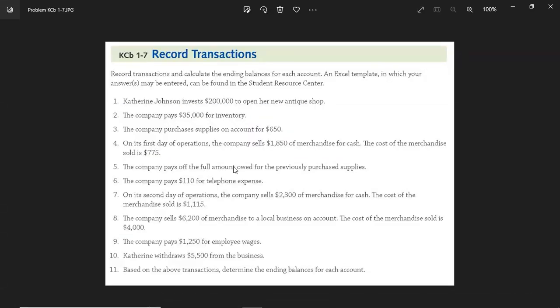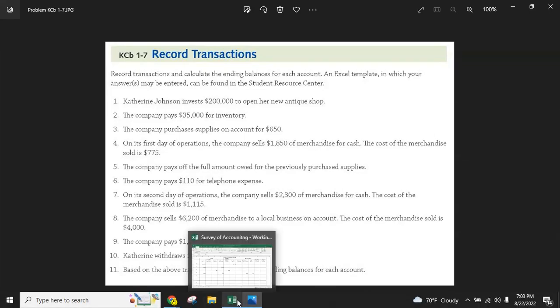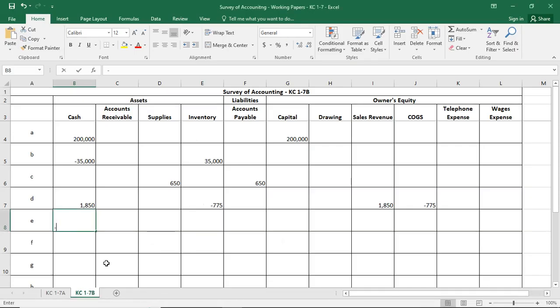Our next one, the company pays off the full amount owed for the previously purchased supplies. Okay. If we remember number 3, we purchased supplies on account for $650. In number 5, we're paying that bill of $650. So since we're paying the bill, we're going to subtract it from our cash account. And since we no longer owe them that $650, we're also going to subtract it from our accounts payable to show that we have paid that bill. Here we incurred the charge, here we paid the charge. Okay.